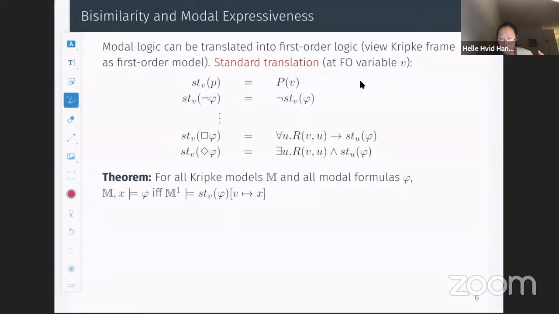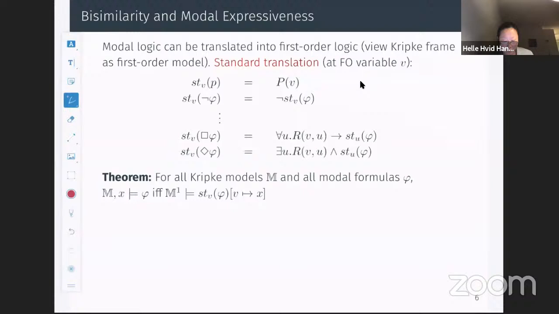And it's indexed by a variable V, because if you think about it, modal logic is interpreted locally, right? We interpret it locally at a state, X, let's say. So that's why the translation also has this local perspective. So it somehow always refers to the state where we intend to evaluate the formula. So the translation of an atomic proposition small p relative to some state variable V is just P applied to V, right? So this will be true if indeed V satisfies P. For the Boolean connectors, it's just done inductively.